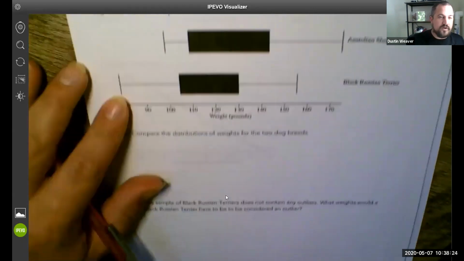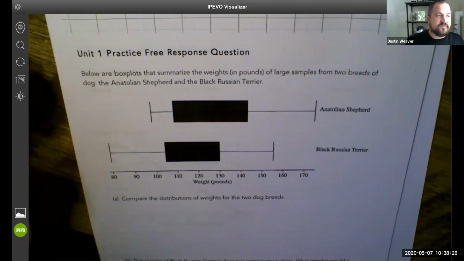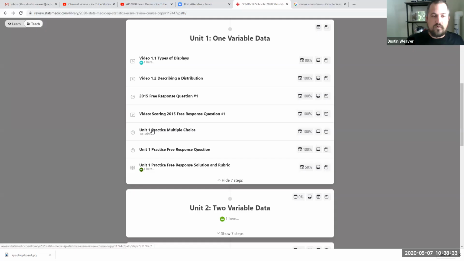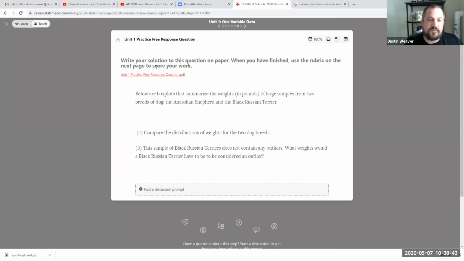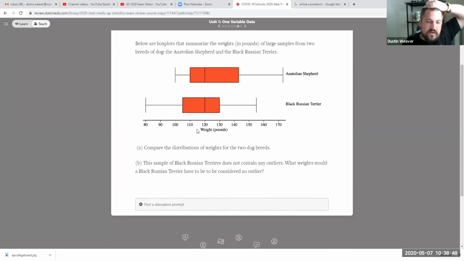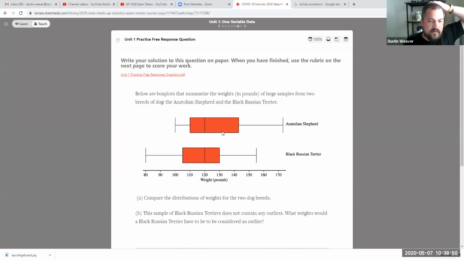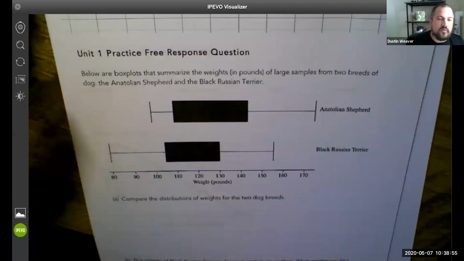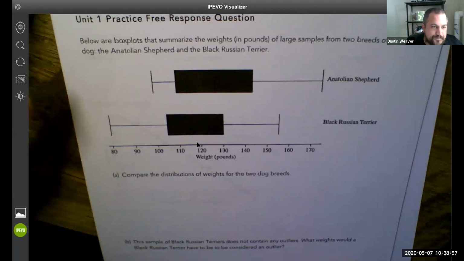So let's move forward to Unit 1 practice free response questions. If you're following along online, the practice free response question is right below practice multiple choice. So we click Unit 1 practice free response question. You can download and print off the PDF, or you can look at the question right here, and I have these already printed.